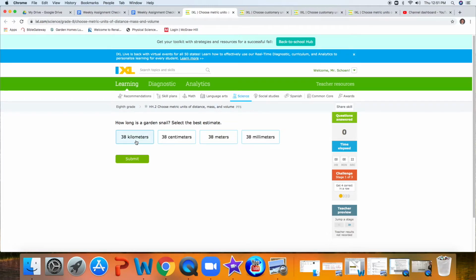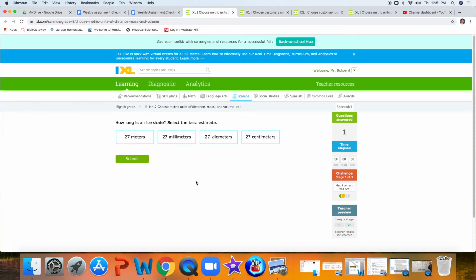Kilometers are what are most associated with a mile, so this would be quite a large distance. Meters, the distance from the ground to like a door handle, is relatively long. 38 centimeters is over 12 inches. A 12-inch ruler has about 30 centimeters on it, so garden snail isn't that big. Millimeters, our smallest measurement based on prefix, is probably going to be the best answer for us.